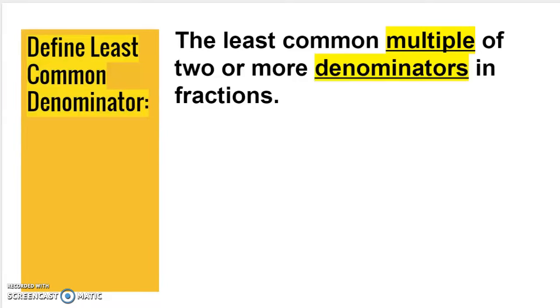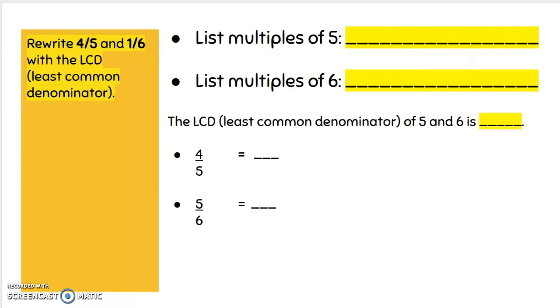So now we're going to take a turn. And this is your last definition. It's the definition of least common denominator. Least common denominator is something that exists between two or more fractions. It is the least common multiple of two or more denominators in fractions. So what that means is you have to have two fractions to start with, and you have to find the least common multiple of the two denominators.